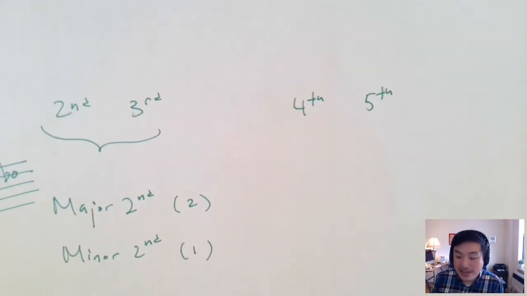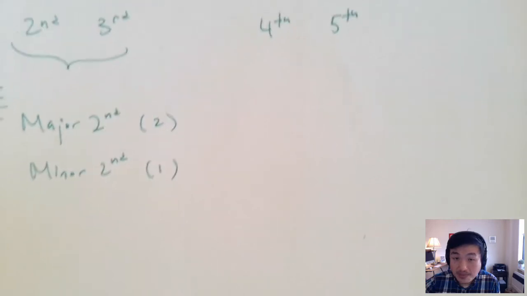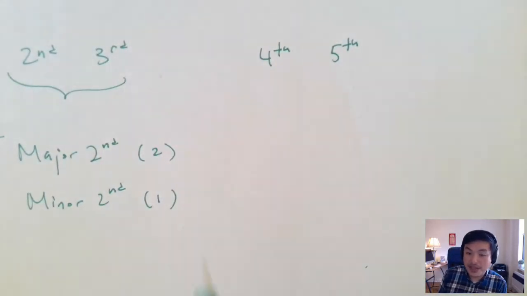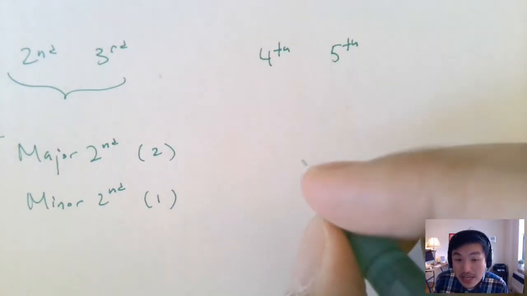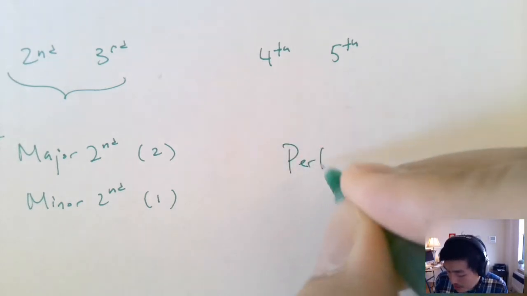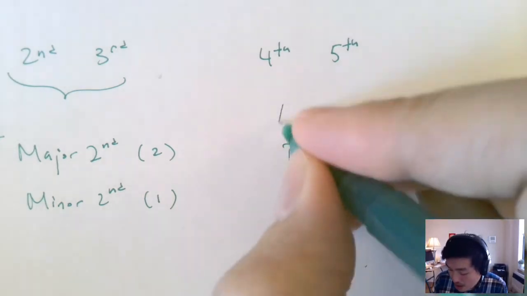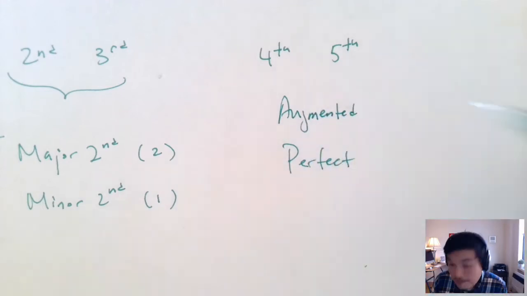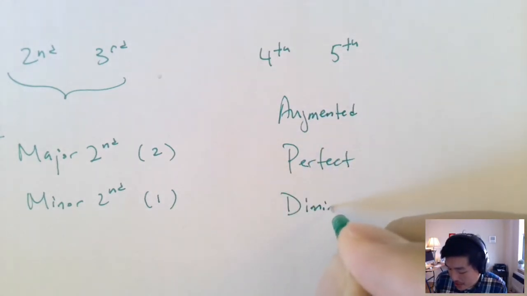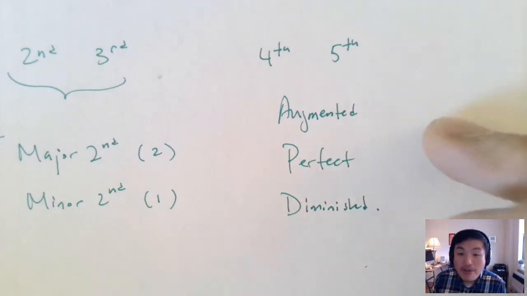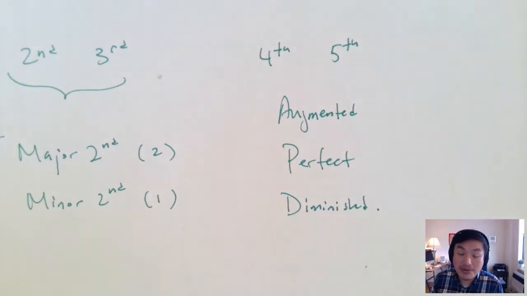By the same token, this is the same kind of logic that we can use for the fourths and fifths. For the fourths and fifths, we use three different words: perfect, augmented, and diminished. A perfect interval is the one that I'm asking you to remember. So a perfect fourth, for example, has 5 half steps, and a perfect fifth has 7 half steps. And that's all listed in a chart on Blackboard on the left called interval charts.